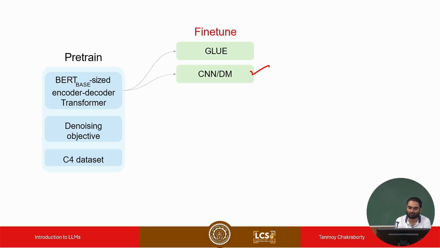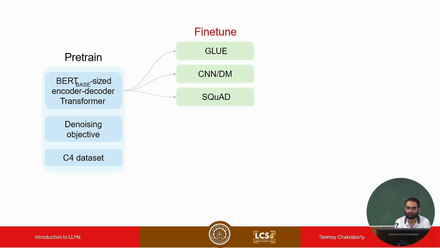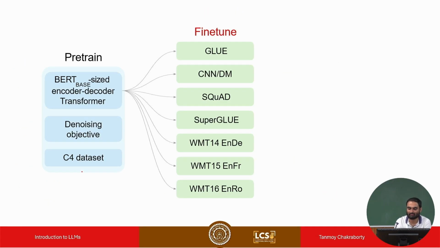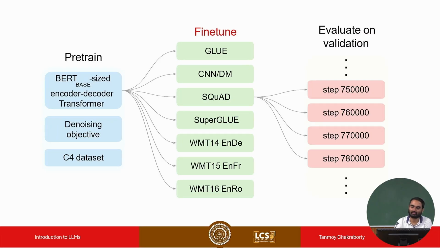They also fine-tune their models on the CNN Daily Mail dataset. This is a summarization dataset. They also use SQuAD data, which is a question answering dataset. They also use the SuperGLUE benchmark, which is another hard benchmark, harder than GLUE. And there are different tasks again available, and the corresponding datasets are there. And then they further fine-tune the model on 3 machine translation datasets: English to Dutch, English to French, English to Romanian.